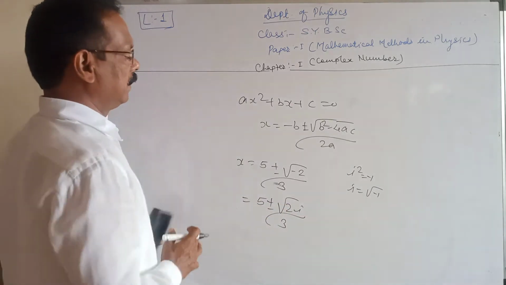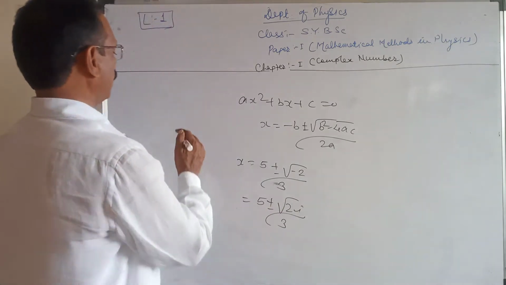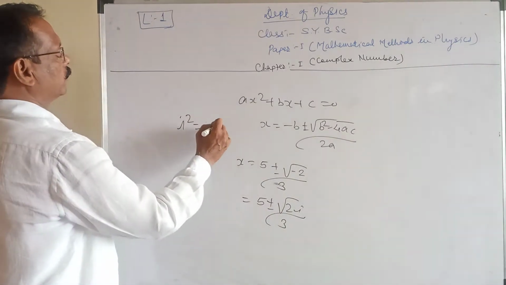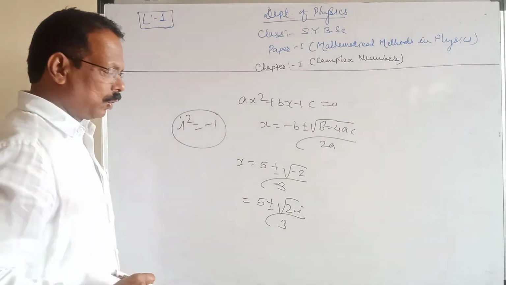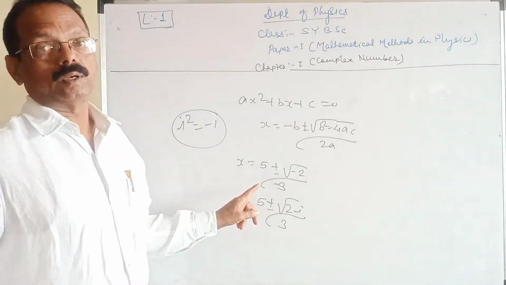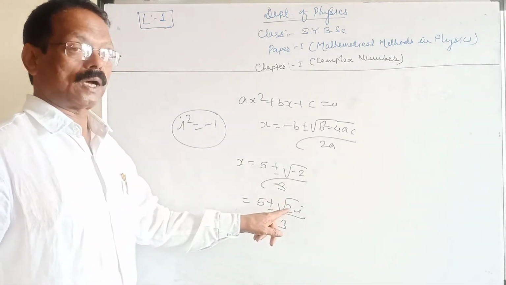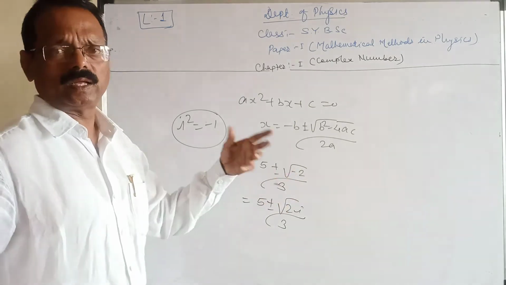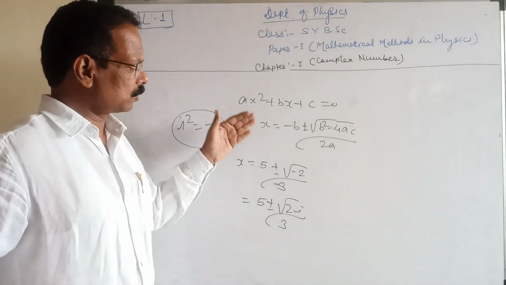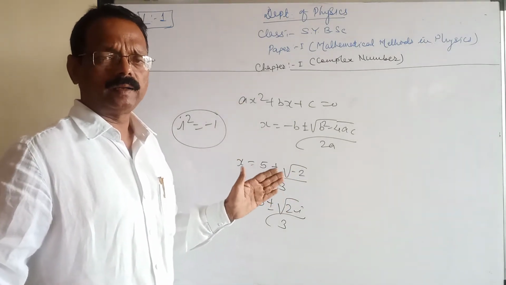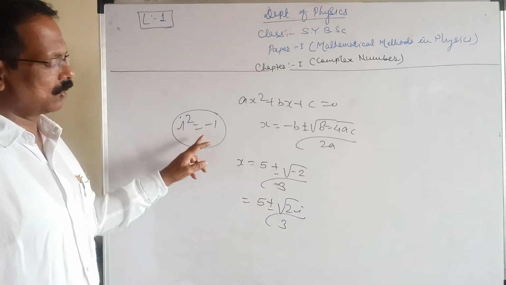So we must note that i square is equal to minus 1. It is very important. So this is the need of the complex number. That's why we have to introduce the i. Root of minus 2 has no meaning by itself, so that's why we have to introduce the complex number i. So i square is equal to minus 1.